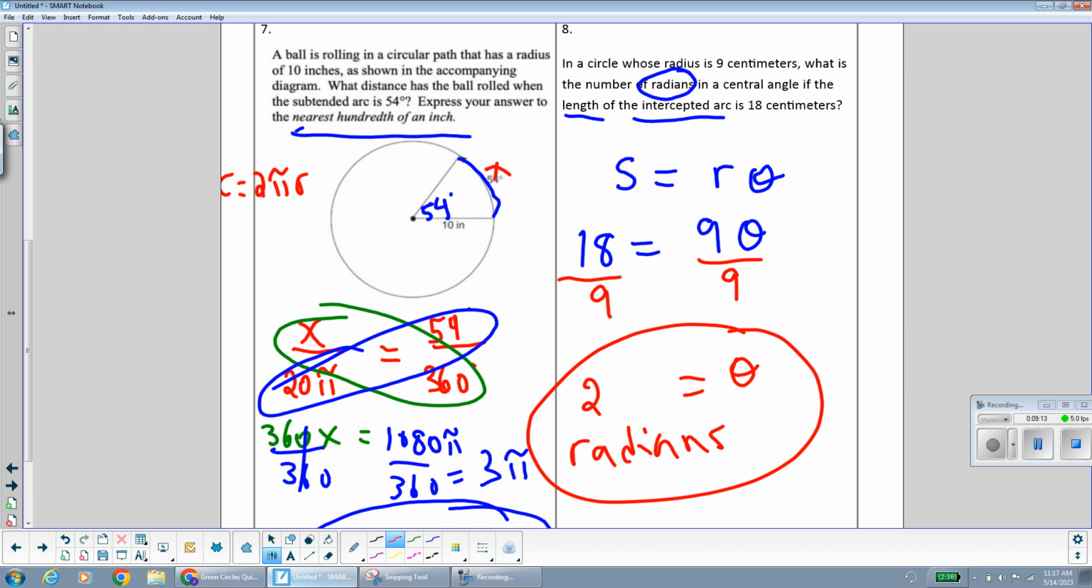You can set it up with a proportion, just like we set up the proportion over here. But instead of using 360 degrees, use 2 pi. But it could be a little bit difficult to cross multiply. So for arc length, if you're working with radians, I highly recommend the formula.